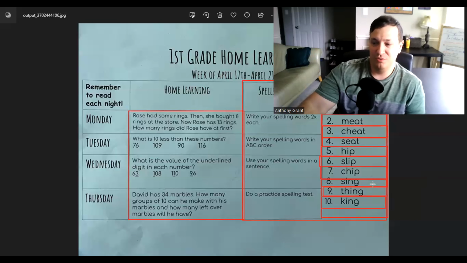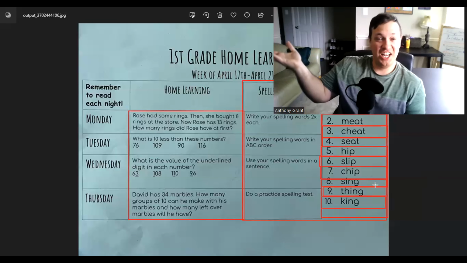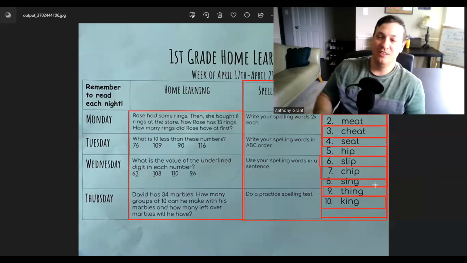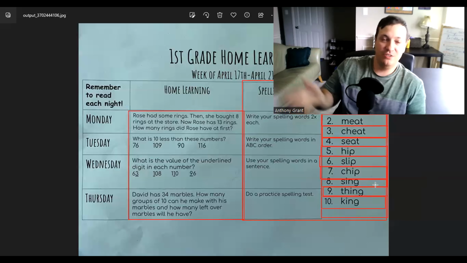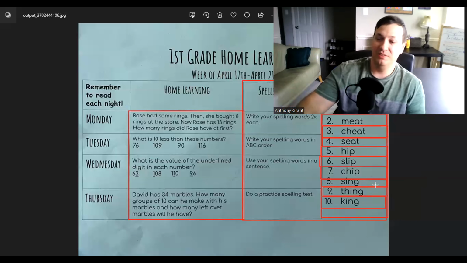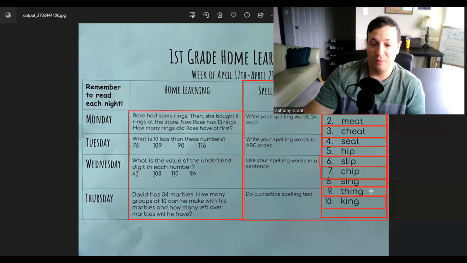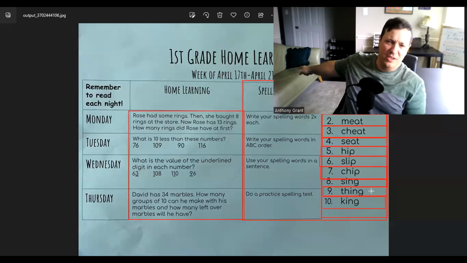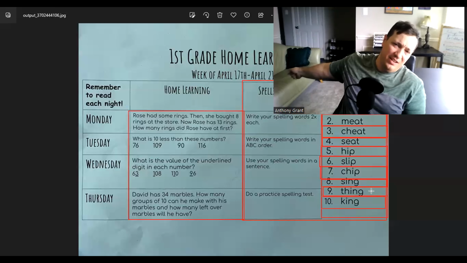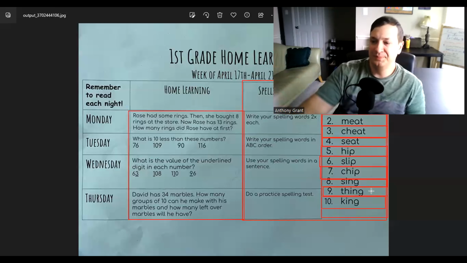And next is sing. Sing is where you sing a song. So you la la la la la sing. So he likes to sing. There you go. That's a good one. And thing is just something or some object. So what's that thing over there? That thing is a sofa.